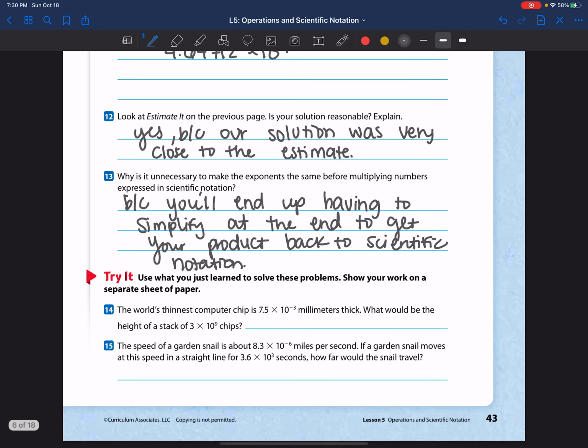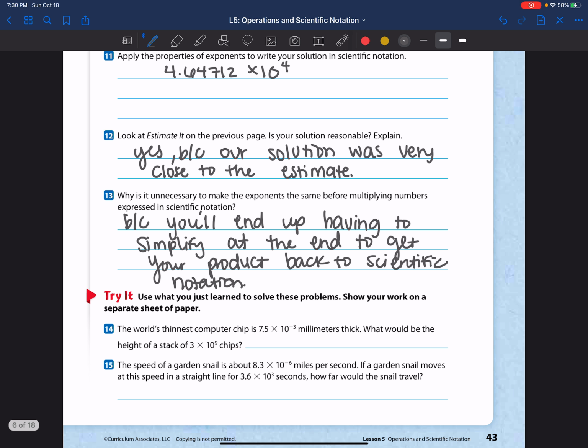Okay. And now finally for day 3, the try it. The world's thinnest computer chip is 7.5 times 10 to the negative 3rd millimeters thick. What would be the height of a stack of 3 times 10 to the 9th chips? If one of them is 7.5 times 10 to the negative 3rd, and you have the height of this, so if the stack is here, all you need to do is multiply these two numbers.